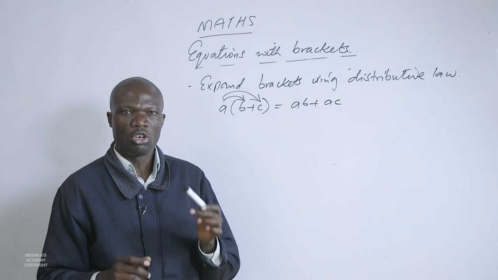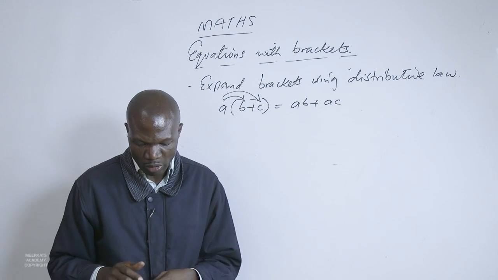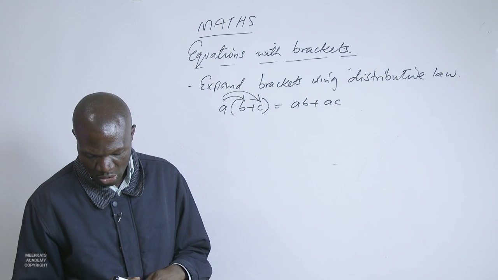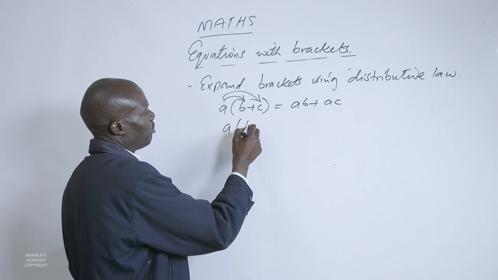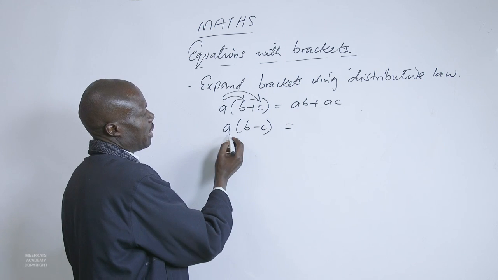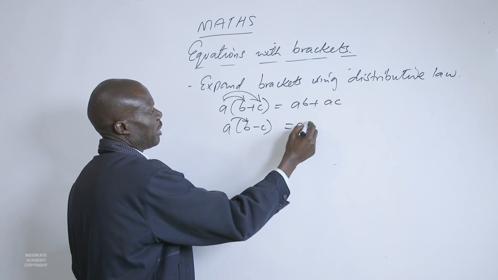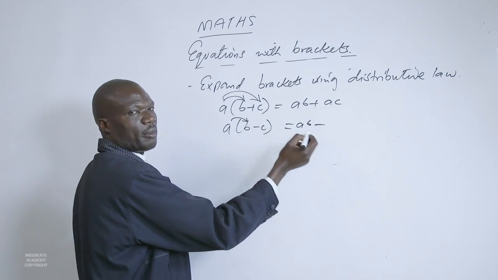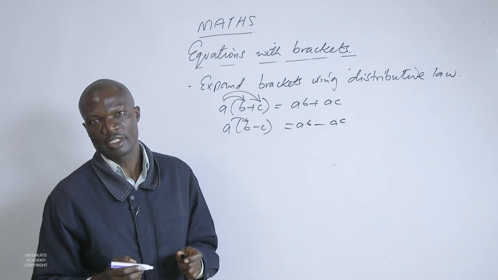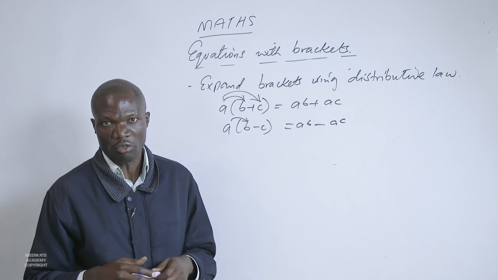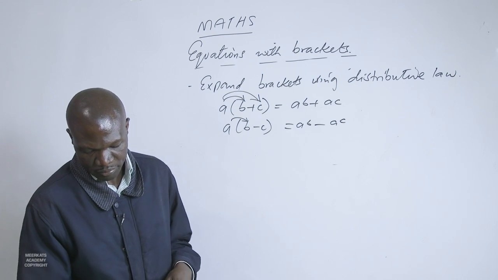So you should be able to expand brackets using the distributive law. If it was a minus, where we have A into (B minus C), then you maintain A and B to give us AB, and then A and minus C will give us minus AC. That is the distributive law for expanding brackets.